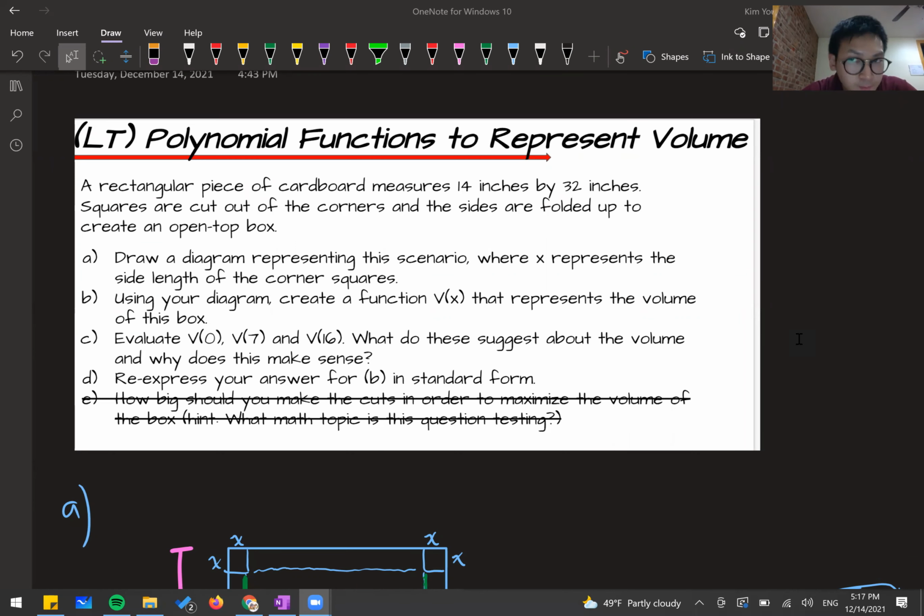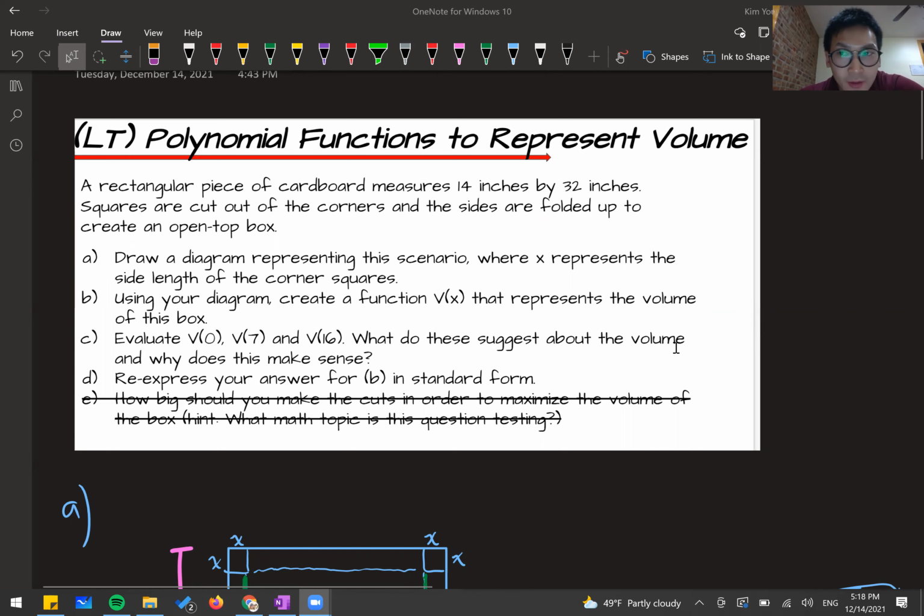Okay, so from Algebra 2 kids, we're going to talk about the learning task from today, using polynomial functions to model stuff. Okay, so here we're doing polynomial functions to represent volume. Pause the video and familiarize yourself with these questions on this slide, and then we're going to go over it.